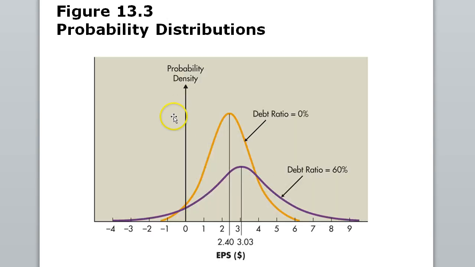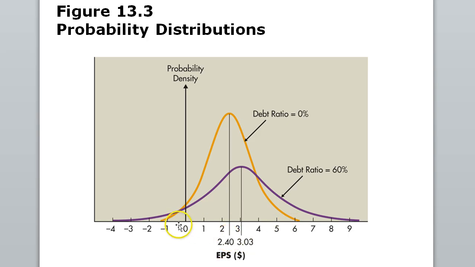Okay, so if we plot this on the scale, here's a probability density. We see that the debt ratio at 0% has the most likely earnings per share at 240. At the 60% debt ratio, we go to $3.03. But we have a smaller dispersion of likelihood. So let's go see this 240.